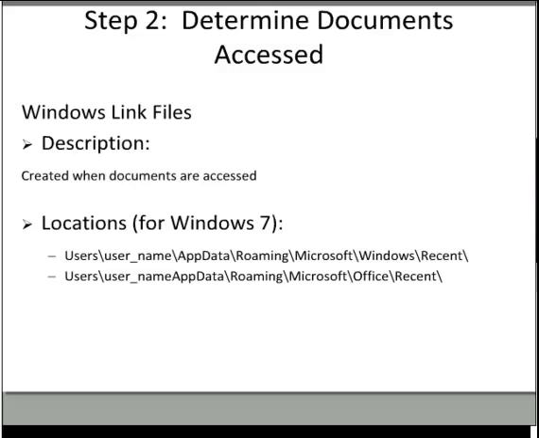Link files get created whenever a document gets accessed. For this demonstration, I'm going to be parsing 2 different folders that contain link files: the recent folder in Windows and the recent folder in Office. When you parse both folders, this will create duplicates of the link files, because if you access an Office document, it's going to create a link file in both places.